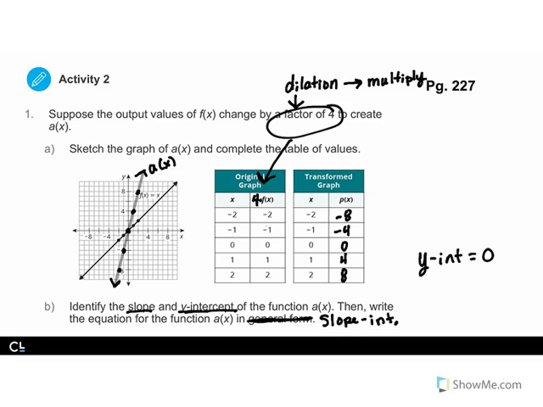is still 0. However, we do have a rise and a run here. So I'm going to rise 4. So my rise is 4. My run is 1.